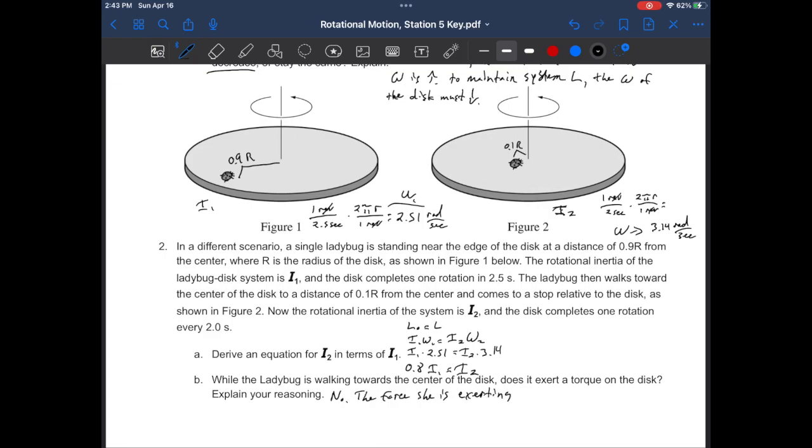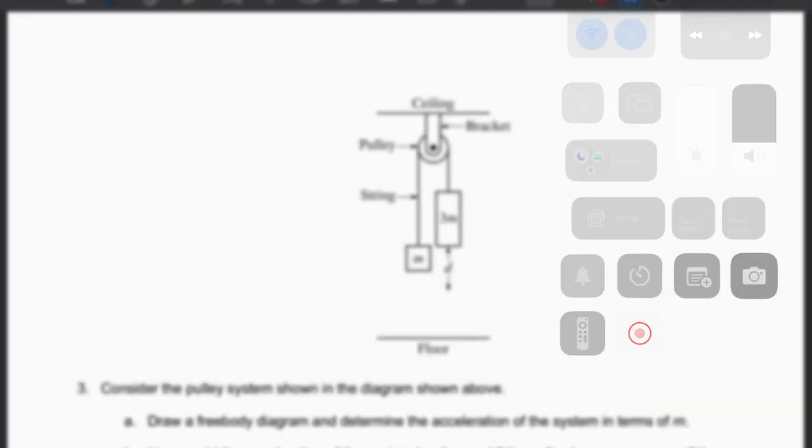It'd be like pushing on the end of the bat towards the batter instead of along the radial line or the moment arm. So the force is being exerted parallel to the radial line. It needs to be perpendicular.